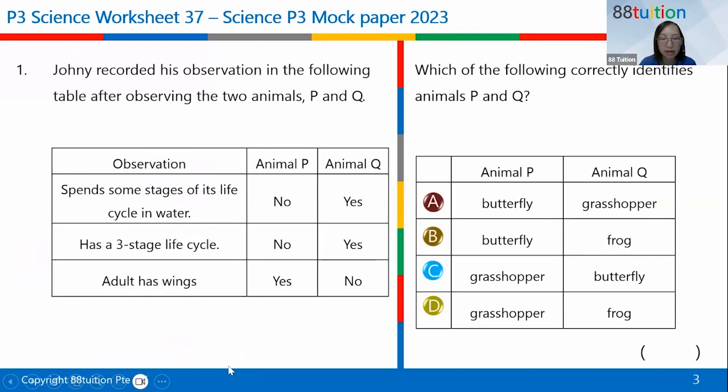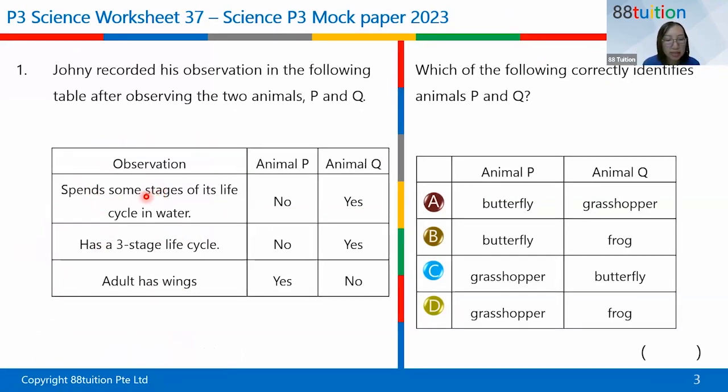Okay, first question, all right? You look at this table straight away. Now, once you see here, spend some stages of its life cycle in water. So animal Q, yes. So animal Q will spend part of the life cycle in water.